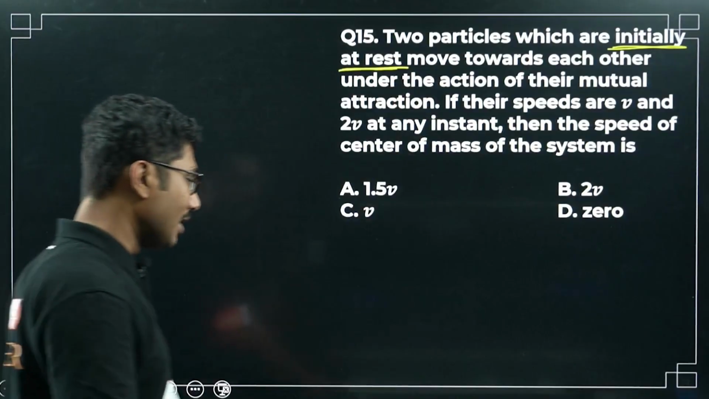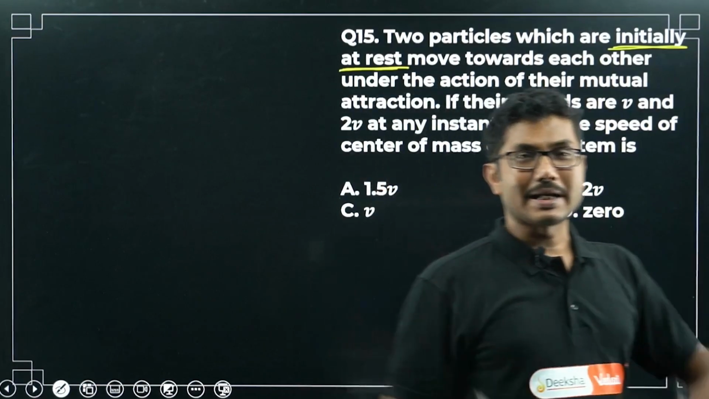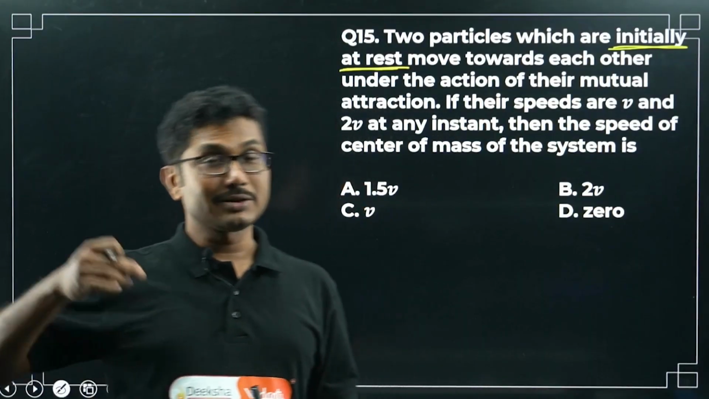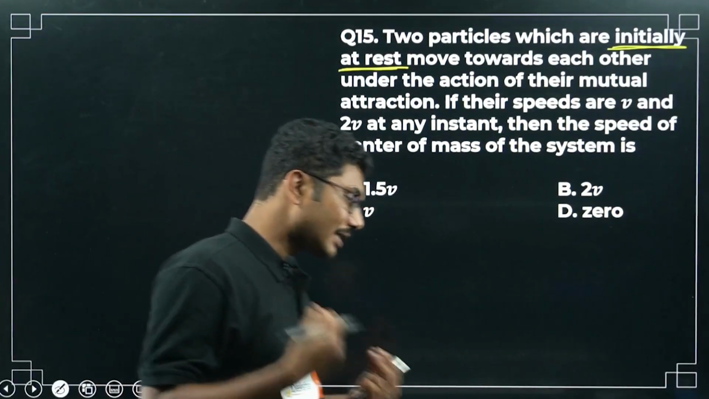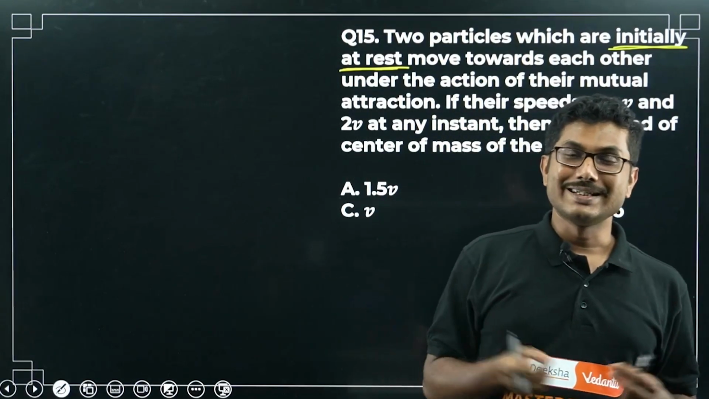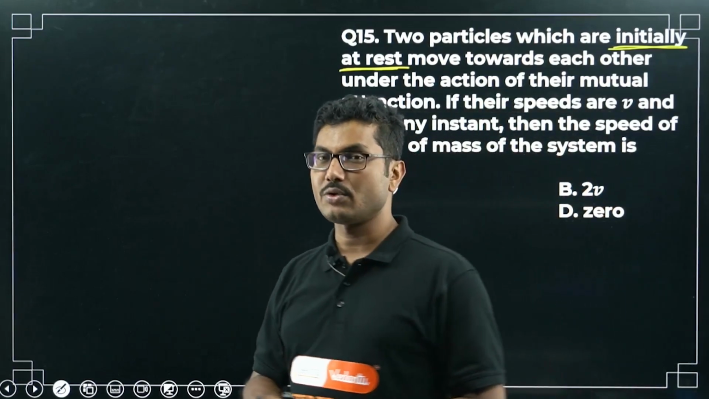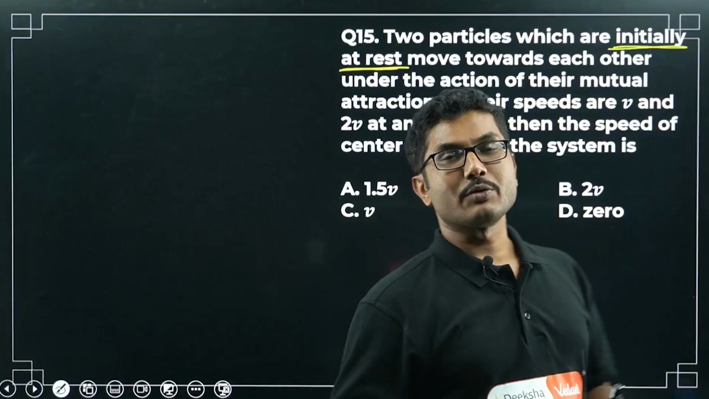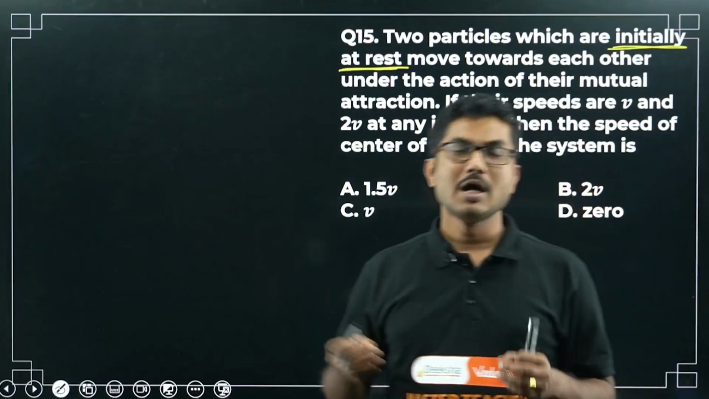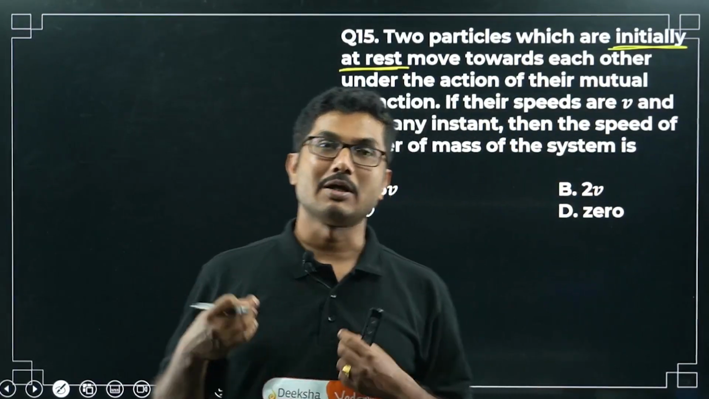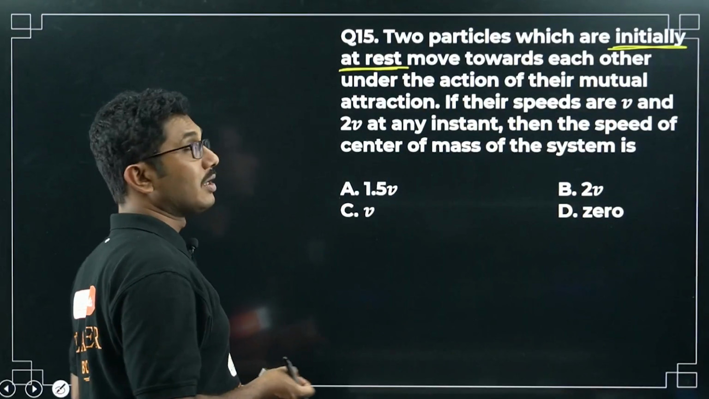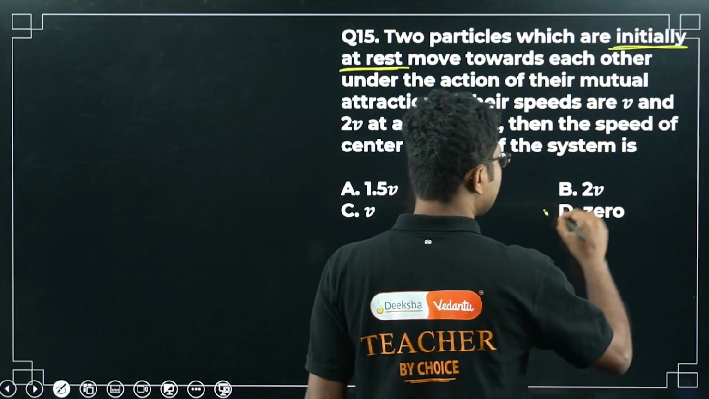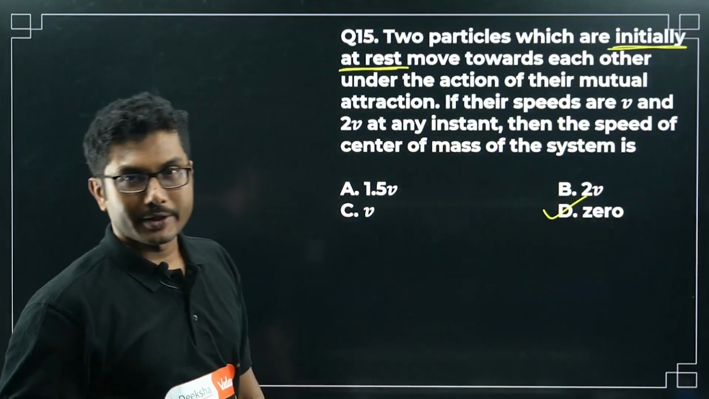Now what we learned is that if the particles are initially at rest, the center of mass was also at rest. Even after the particles started moving towards each other due to their mutual attraction, no external force is acting. No external force acting means the total momentum of the system will be conserved. The momentum of the center of mass will be conserved. So the initial speed of the center of mass was 0. The final speed should also be 0.